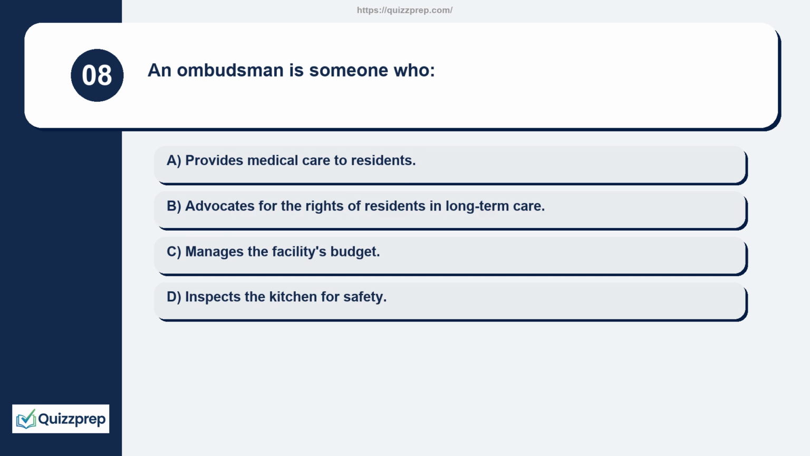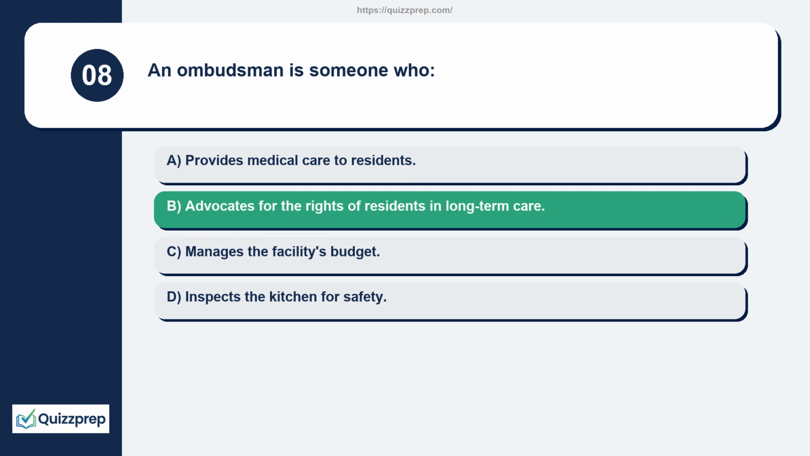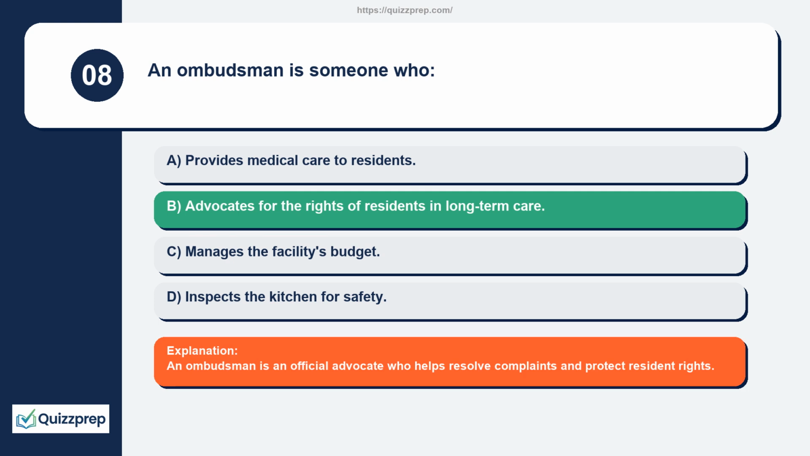Question 8. An ombudsman is someone who provides medical care to residents, advocates for the rights of residents in long-term care, manages the facility's budget, inspects the kitchen for safety. An ombudsman is an official advocate who helps resolve complaints and protect resident rights.